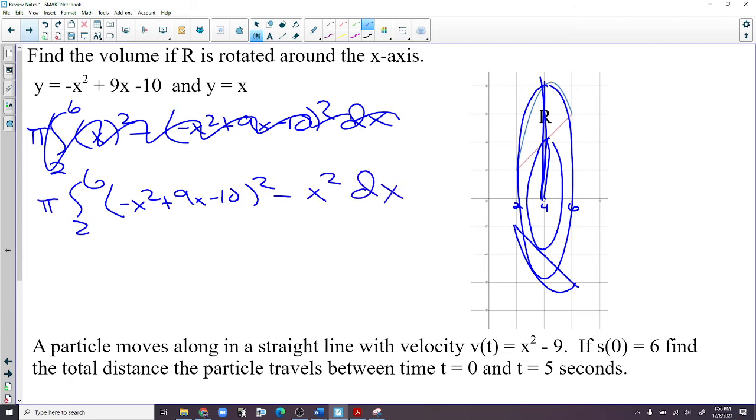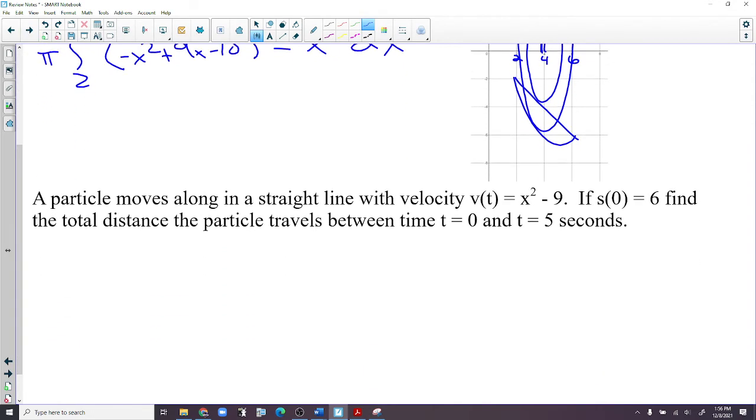Yep. A particle moves along in a straight line with velocity x squared minus 9. If s of 0 equals 6, find the total distance the particle travels between 0 and 5. So this s of 0 equals 6 is a total distraction. You don't use that one at all for this. Total distance traveled. Now, I'd be very comfortable giving you this without a calculator, first of all.